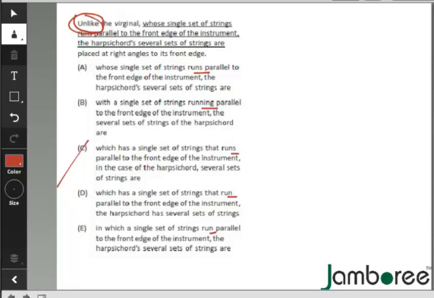Now let's see what this run is referring to. Who is running? What is running? Let's try to read it. A single set of strings. Now this is a higher level rule actually. You would think that a single set should be singular, right? Yes or no? Your logic will be a single set. In fact, even using the word single set, that is your GMAT trap. A single set is not runs, it's run.